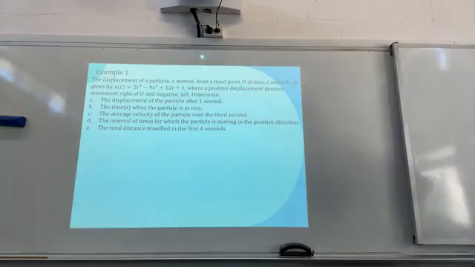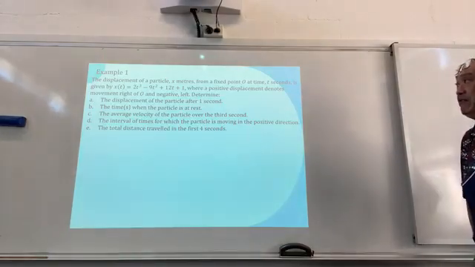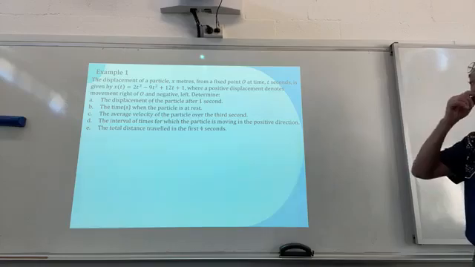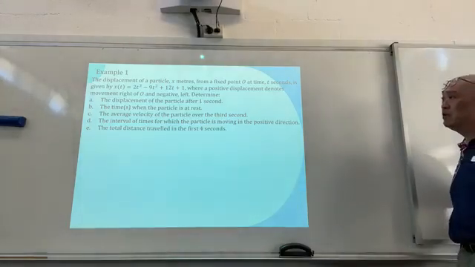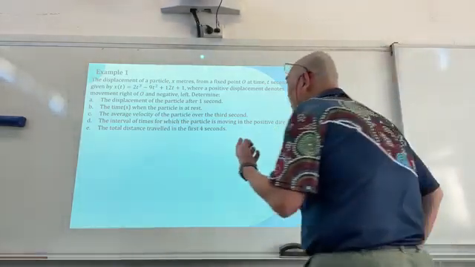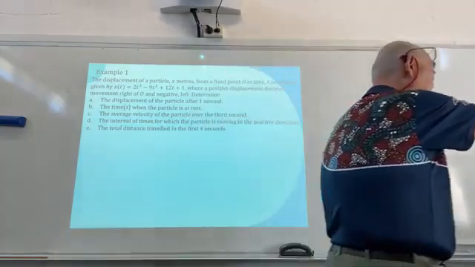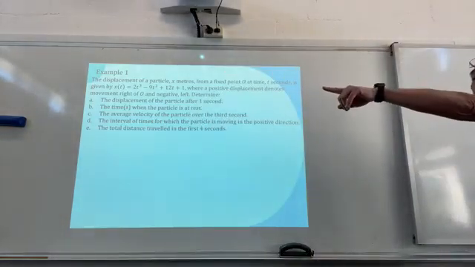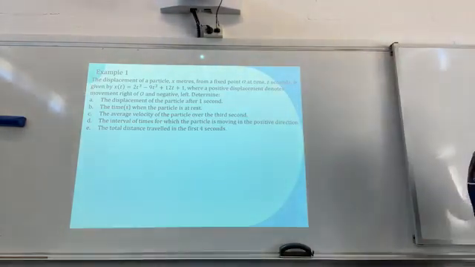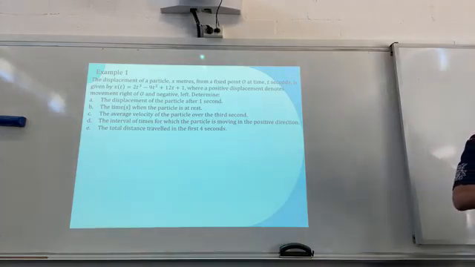Can we all have a look at this example, please? The displacement of a particle, x meters, from a fixed point O at time t seconds is given by that, where a positive displacement denotes movement right of O and negative left. So I have defined movement right of O here. If this is my right, that is positive, and that way is negative, right? So now, let's work out the displacement of the particle after 1 second. That should be pretty straightforward, all right?